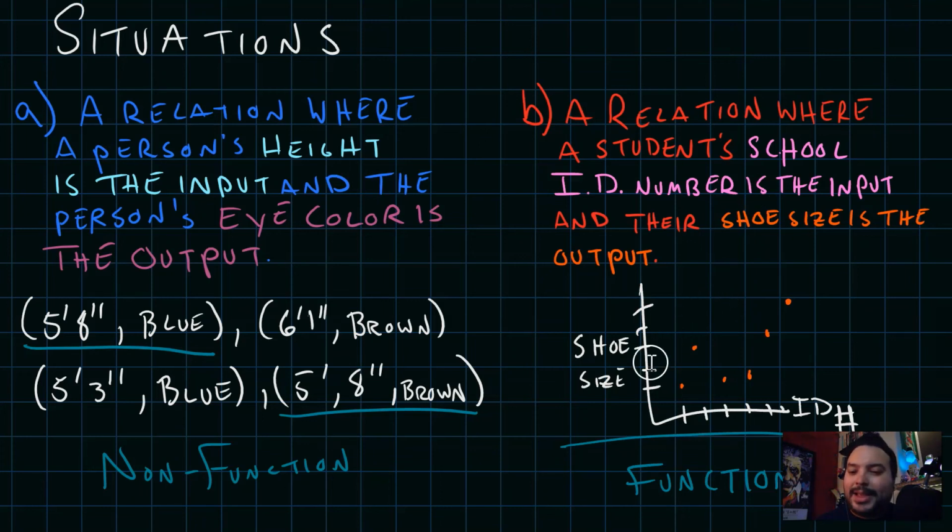So in this case, I chose to represent it with a little graph. And as you can see, even though everybody's shoe size may vary, since no two students share the same ID, there can't be the same input with two different outputs. You can think of it again as being able to pass the vertical line test. No matter where a vertical line crosses through a graph like this, it would not touch any point more than once. So that is how we can judge situations as functional or not.